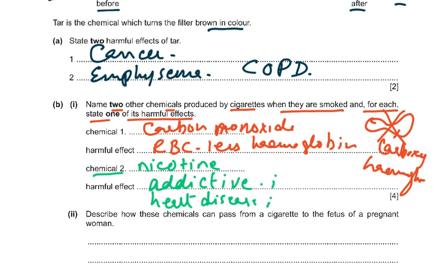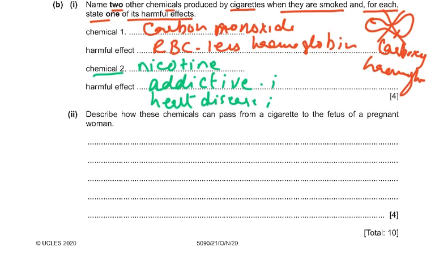People keep on smoking, it's very highly addictive. Then, of course, it causes heart disease because the coronary arteries get blocked because of the fat deposition. It can result in increased blood pressure and can constrict arteries. Now, coming to the last part of the question, part two, describe how these chemicals can pass from a cigarette to the fetus of a pregnant woman. And there's 4 marks. Now, if you remember, this is a syllabus point, which you must be knowing. I've discussed this in my videos.